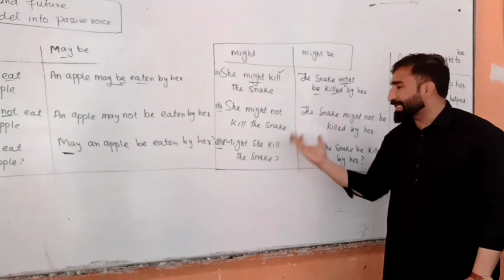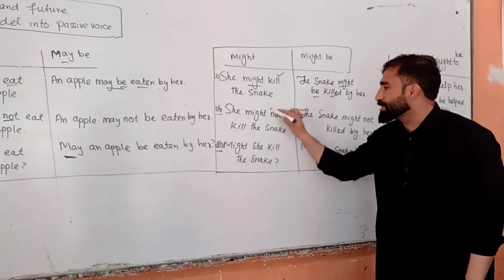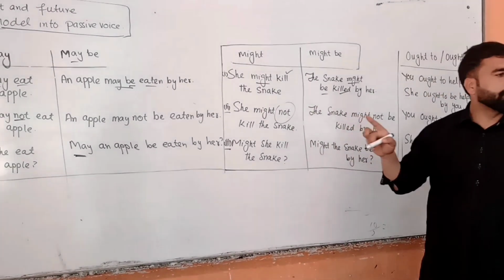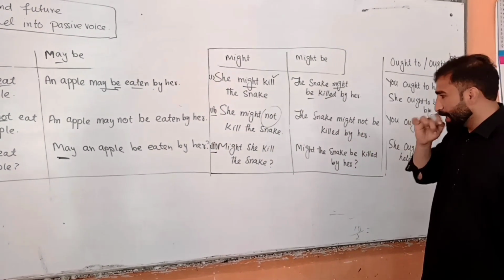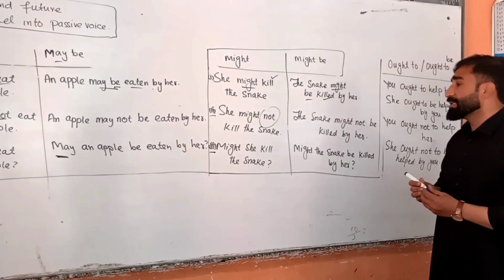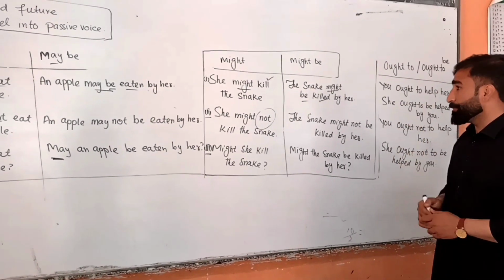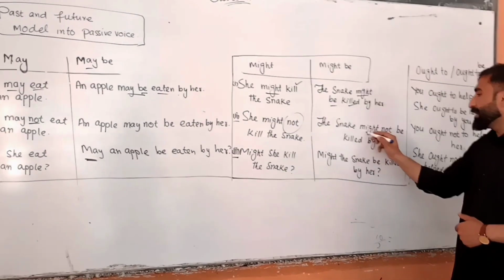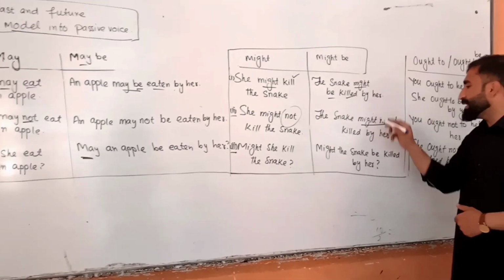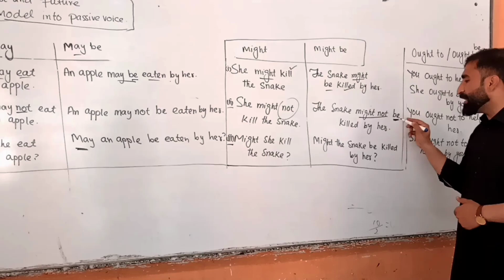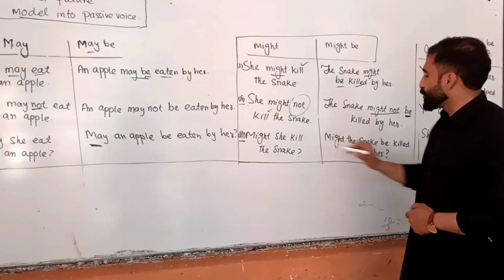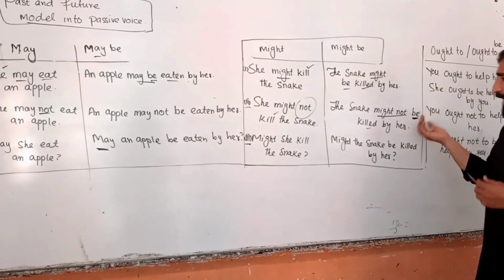She might not kill the snake. Here we put "not" because this sentence is negative. If we want to change this negative sentence into passive voice: the snake might not, and then we put "be", and "kill" is changed into "killed by her".